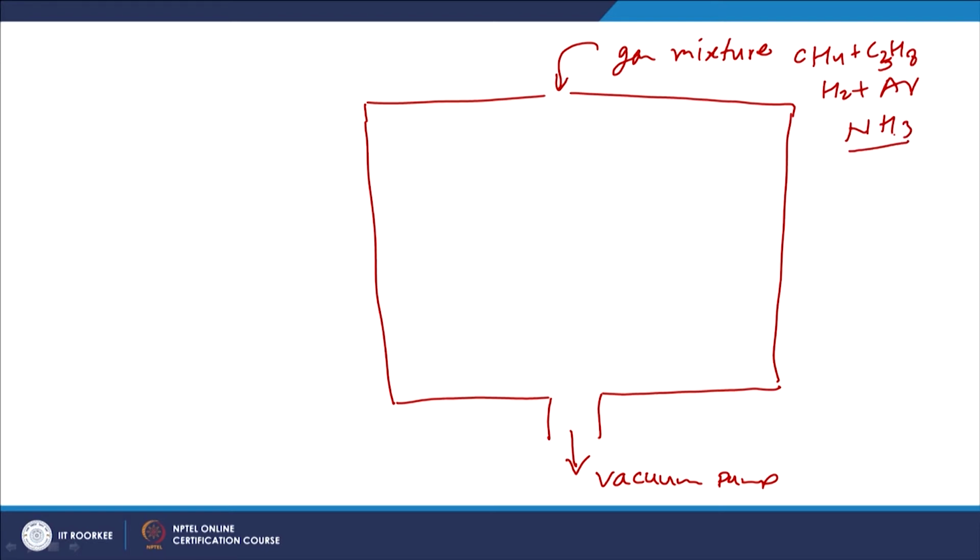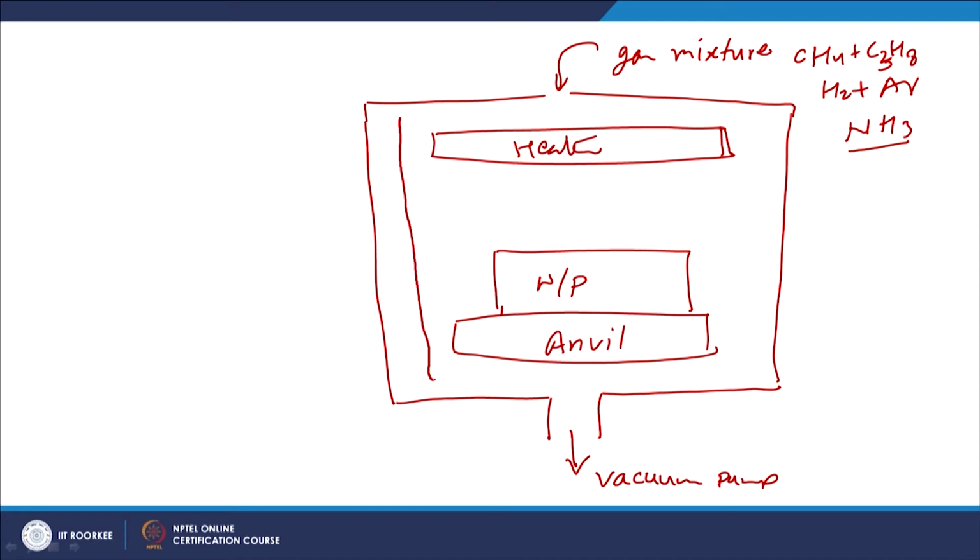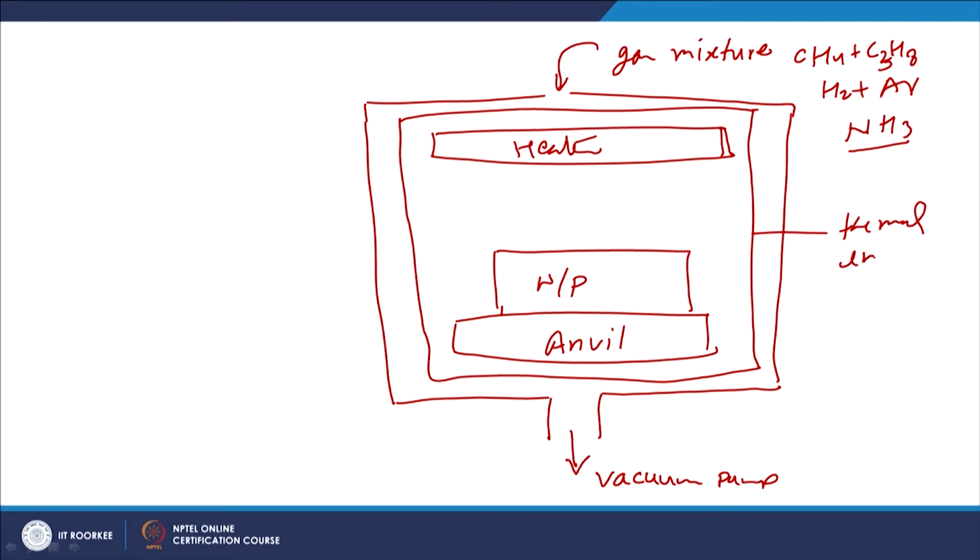Then we have one heating arrangement. This we can say is the heater, which will raise the temperature sufficient to form the plasma, and around this we have one anvil or support over which the job to be modified will be placed. So like say this is the workpiece which is to be modified. Now all these things will be enclosed in an insulating chamber, and that will also be made anode. So basically there is another thermal insulator, and this is made anode.